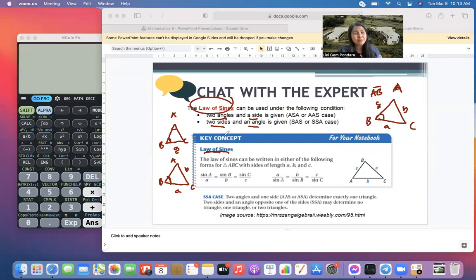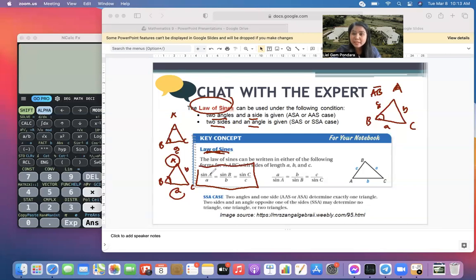Or let me share with you my technique. Once there is one complete pair of side and angle, then you use the law of sines. For example, angle A and side a are given. If you want to find another side or another angle, you use the law of sines. Now, what's the formula for the law of sines? This one.